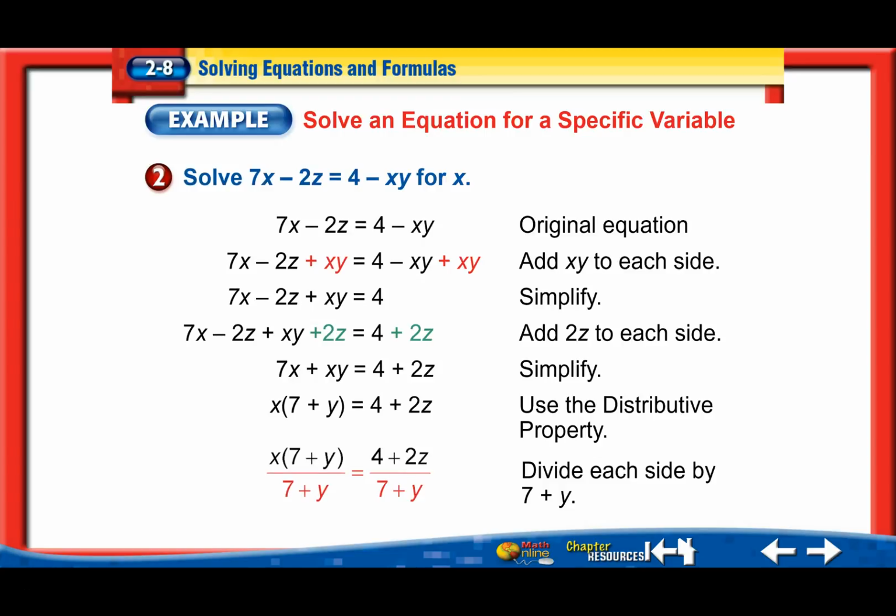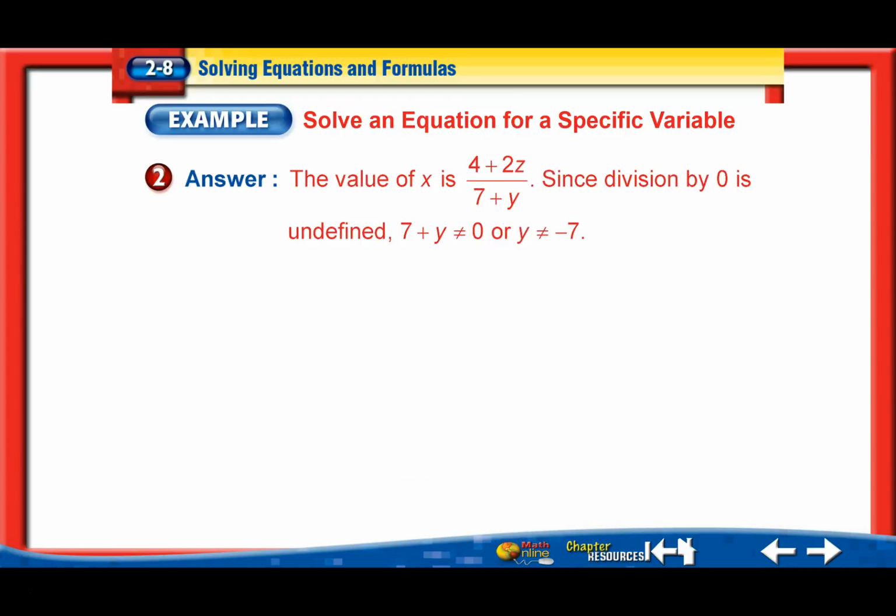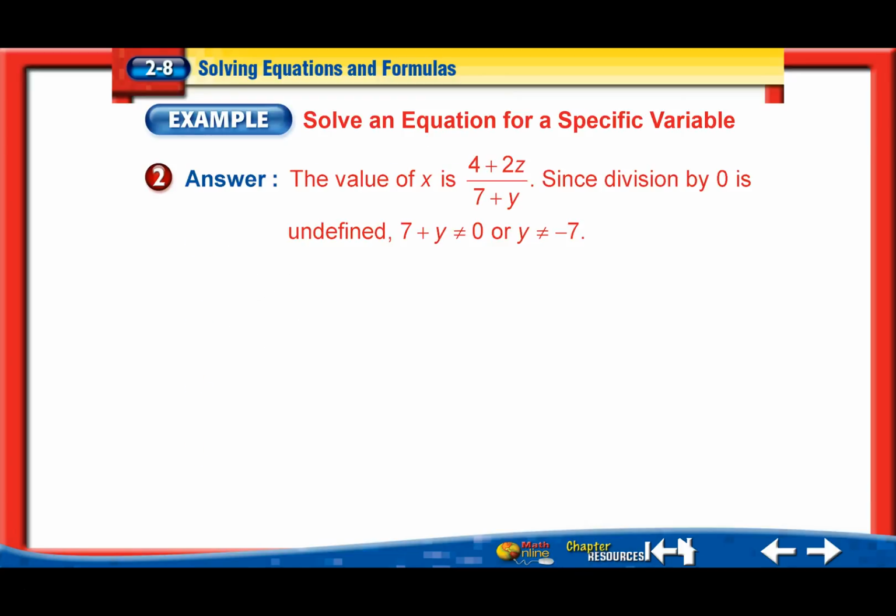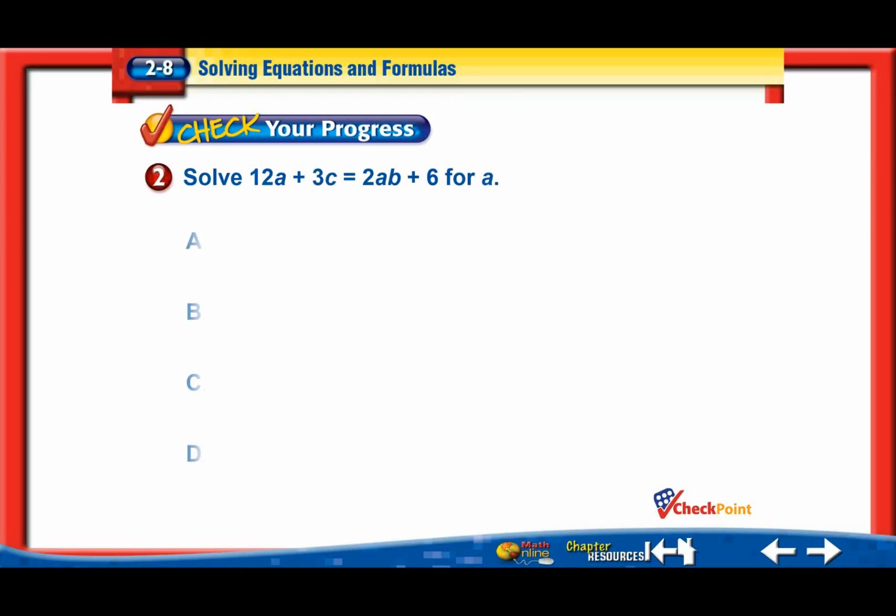So my answer is going to be this, equals x. So the value of x is whatever all that is. Since division by 0 is undefined, we have to say that y cannot equal negative 7 or y can't equal 0. Basically, whatever makes the denominator here 0 will not work. Pause this, give it a shot.